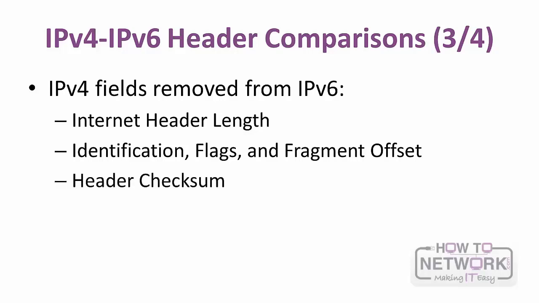Header checksum. Layer 2 data link layer technologies, such as Ethernet, perform their own checksum and error control. Upper layer protocols, such as TCP and UDP, also have their own checksums, and therefore a checksum at layer 3 becomes redundant. A UDP checksum, which is optional in IPv4, is mandatory in IPv6. Options. Options in IPv4 are now handled using extension headers in IPv6.